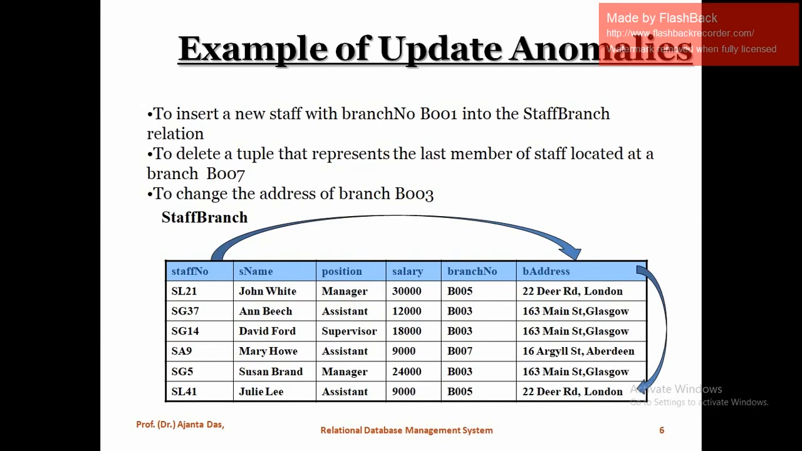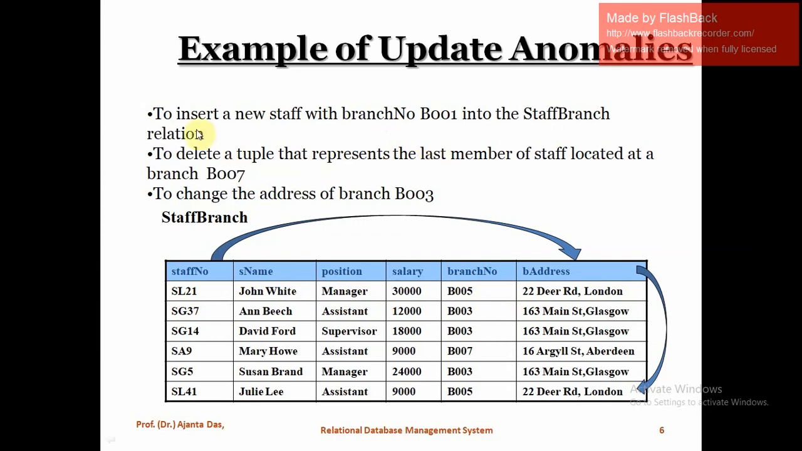We can consider an example of a staff relation where we have the attributes staff number, staff name, position, salary, branch number, and B address, which is the branch address. We can see that we have 6 tuples in this relation with different values. Let's try to insert a new staff with branch number B001 into this relation. Let's observe that branch number B001 does not exist in this table. So if we want to add that branch number with a specific staff number, we have to know all the details, otherwise all other attributes will be blank. That is a limitation: we cannot add any new staff to this branch.